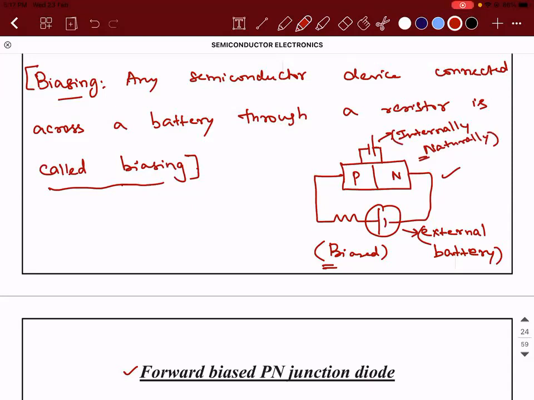There's a very, very important point to be noted here. So the barrier potential will also exist. Along with it, you will be connecting an external battery also, okay, to do some kind of changes to that particular device. Clear, guys?